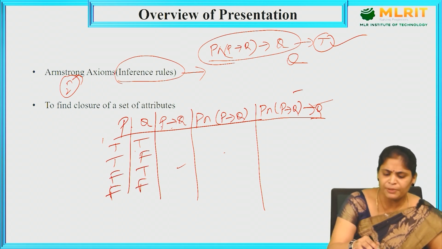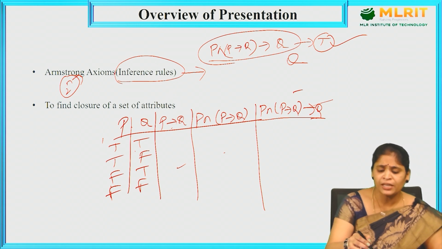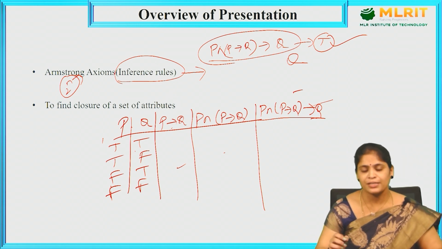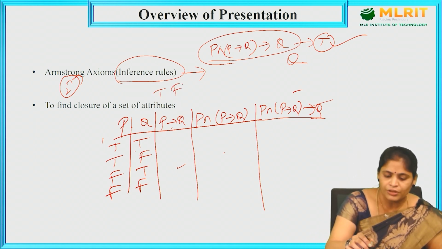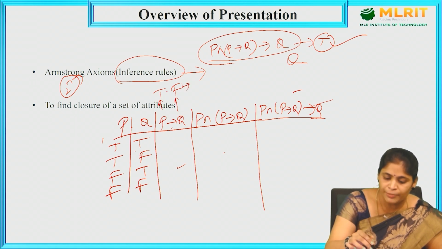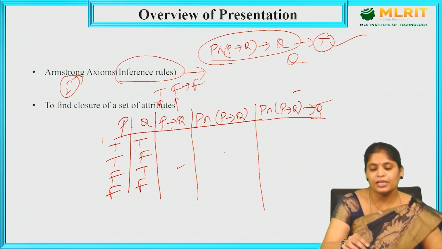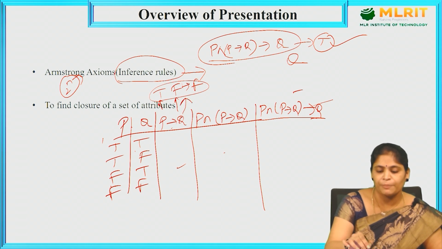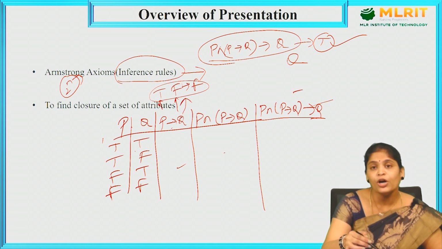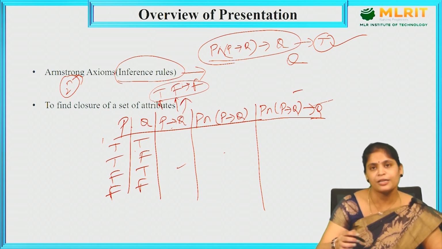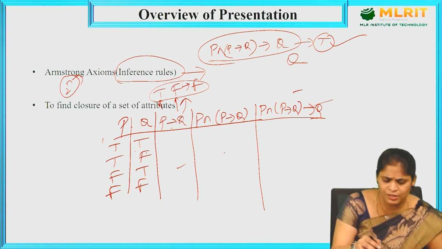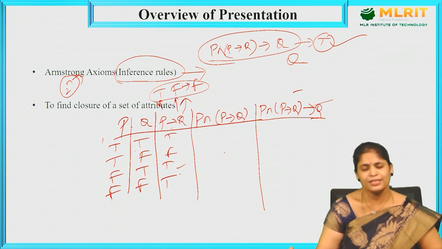Next, what is implication? If P, then Q. P implies Q: if P is true and Q is false, then only P implies Q will be false. That is the resultant statement for implication. So let us deal with this one. P is true, Q is false, then only false. The rest of all will be true. This is P implies Q.